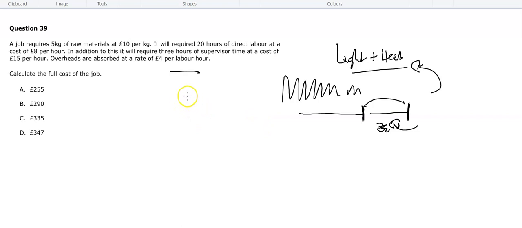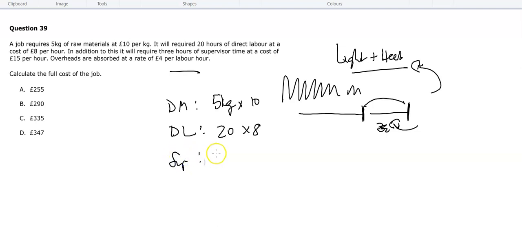What is the full cost of this job? I'm sure you were happy with direct materials, which was 5 kilograms times £10 a kilogram. Direct labor, it required 20 hours at £8. And in addition to this, you had the supervisor at £15 an hour. They tell us that we needed 3 hours for that.